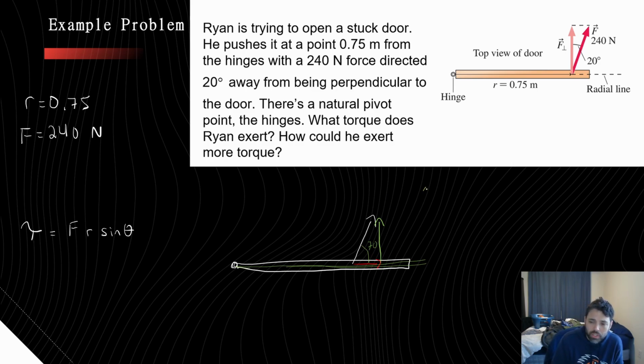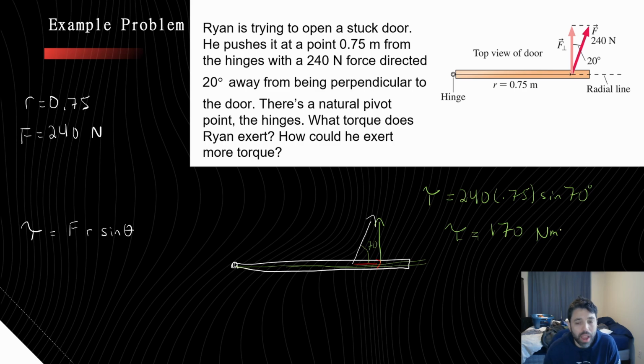So our answer for this torque is going to be F is 240. Oh my god, I hate this pen. 240. R is 0.75. Sine of 70 degrees, not 20. Hope that made sense. You're going to practice a bunch in class, but we really got to be careful about how to find the correct angle. That is the thing that trips students up the most. All right, 0.75 times sine of 70, and I'm getting about 169. Let's call it 170. 170, 169, whatever, Newton meters of torque.